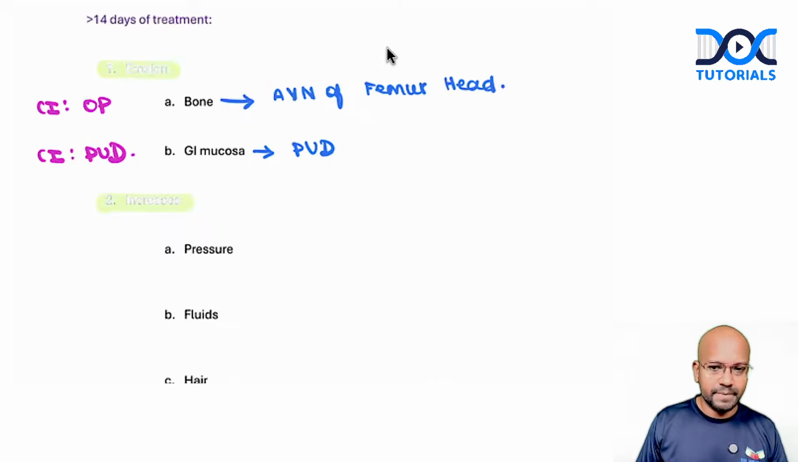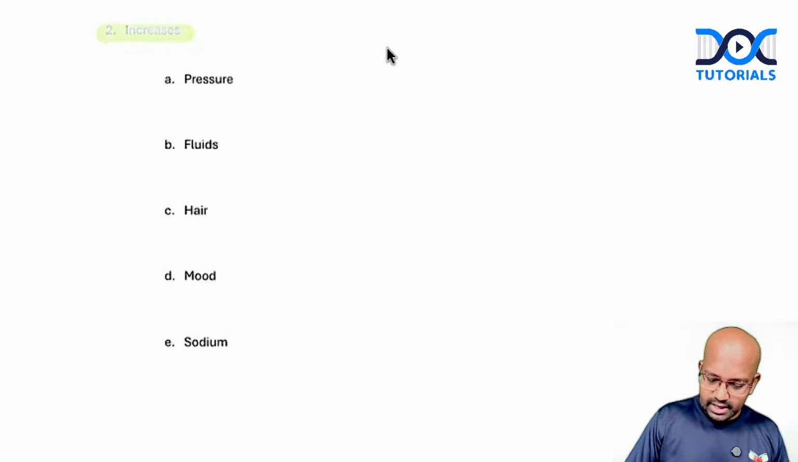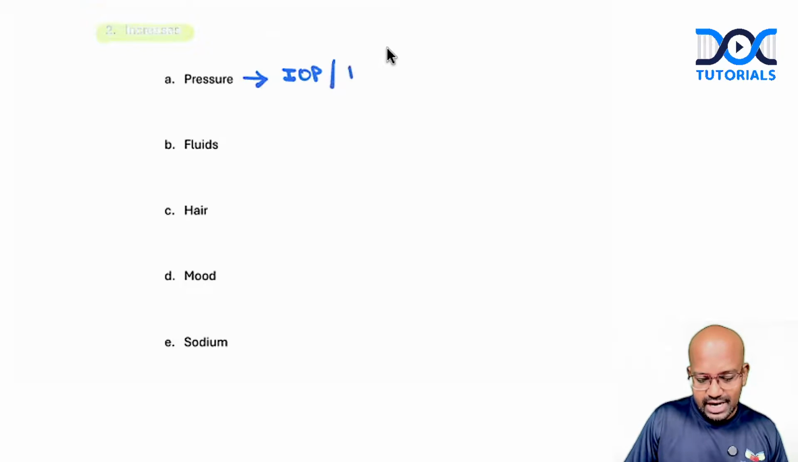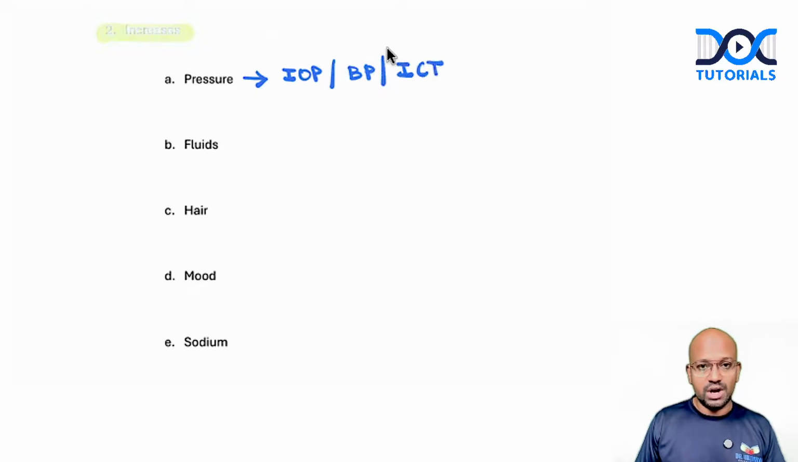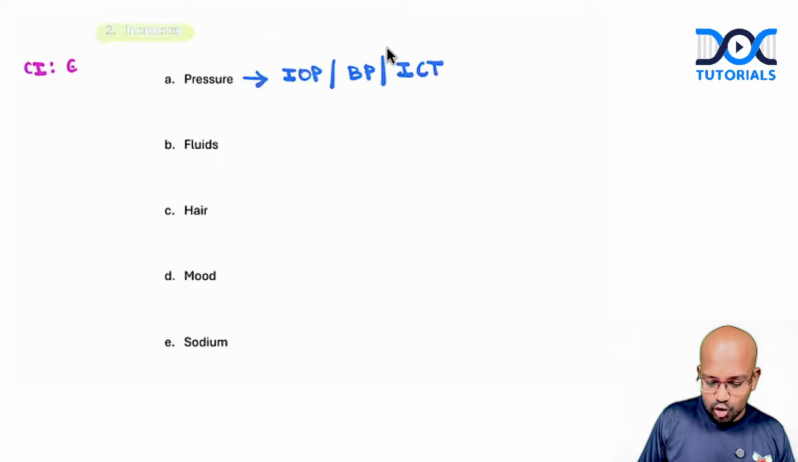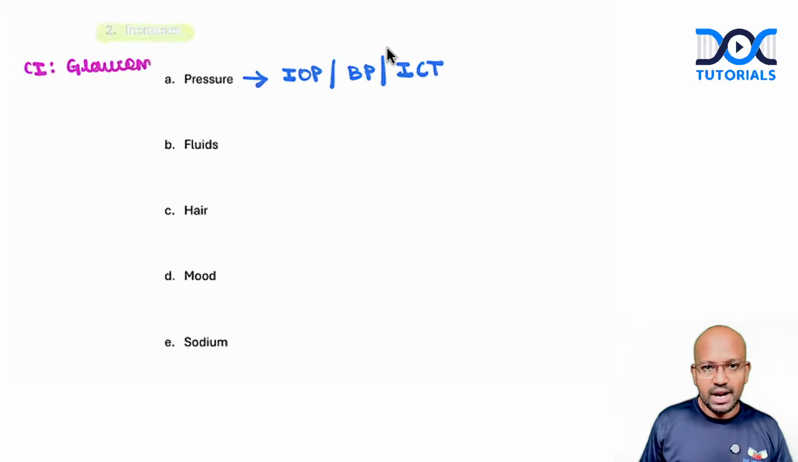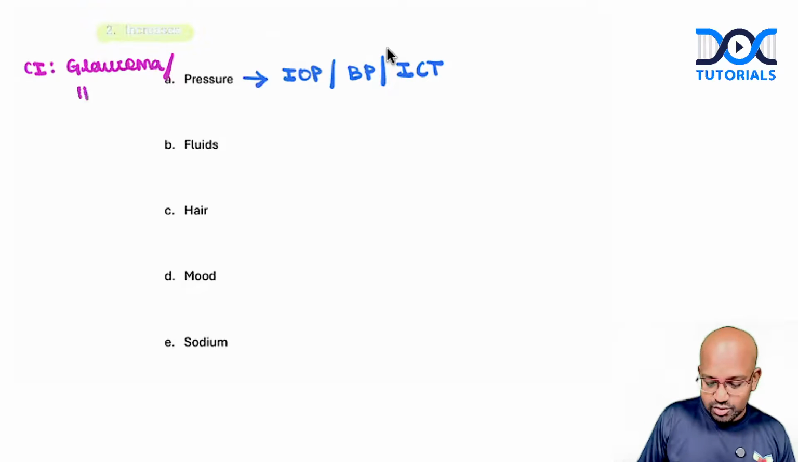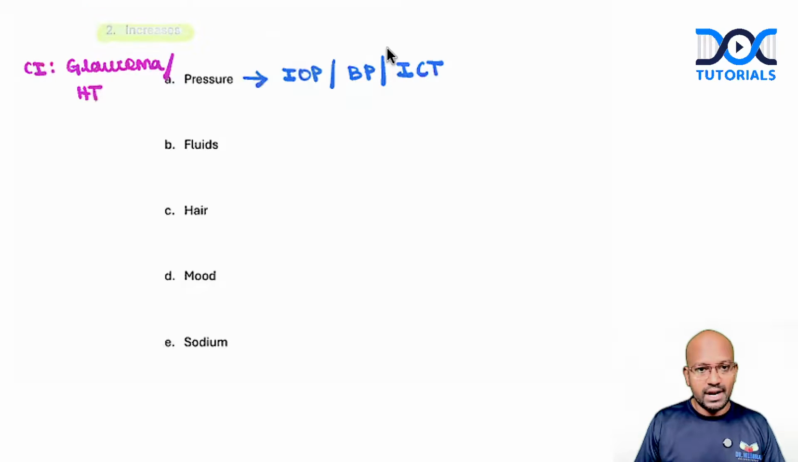It increases something in the body. What are the different points which are going to be increased? It increases pressure, which means intraocular pressure. It increases blood pressure. It increases intracranial tension, or ICT is also going to be raised. So what is the clinical implication? Because it is increasing the pressure, it is contraindicated in glaucoma, guys. Because IOP is rising, in glaucoma it is contraindicated. Blood pressure is rising, so in hypertension, these drugs are contraindicated.